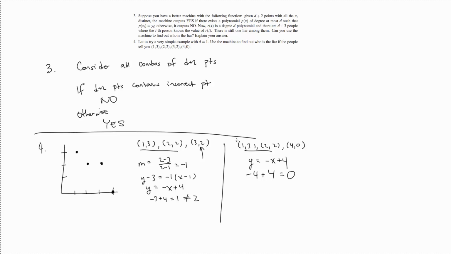Thus we have that these 3 points all lie on a line. Therefore, we can conclude that the point that was left out, which is (3, 2), must be the incorrect point. And we can see that clearly from our picture.